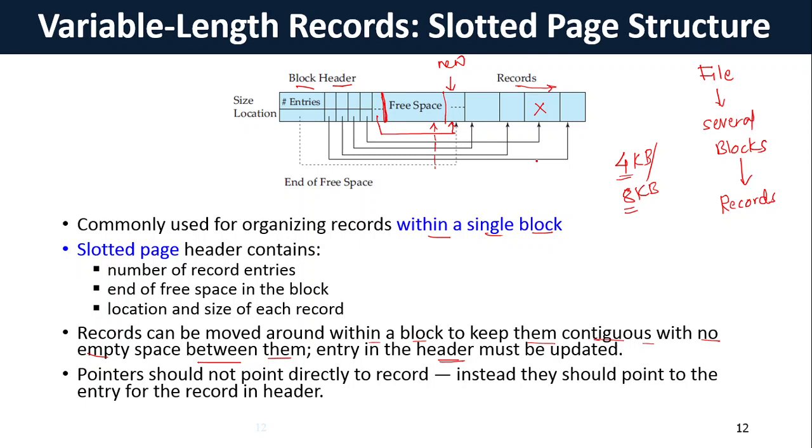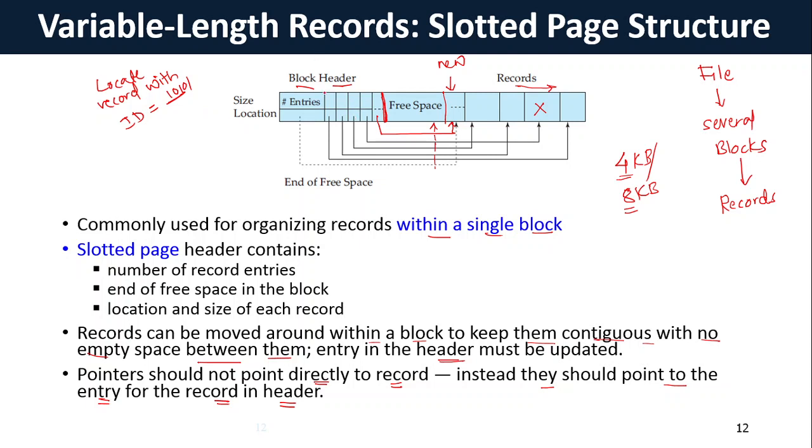Now, one more point to be noted is that the slotted page structure requires that there be no pointers that point directly to records. So pointers should not point directly to the records. Instead, they should point to the entry for the record in the header. What does this mean? Suppose I want to locate a record with some key value ID. Then if that record is stored in this block, it is not possible to directly point to that particular record. But whenever I am searching for this particular record, it consults first with the block header.